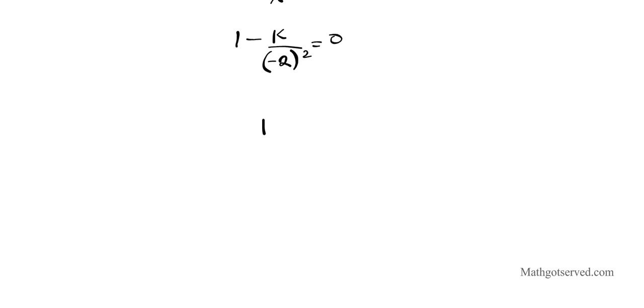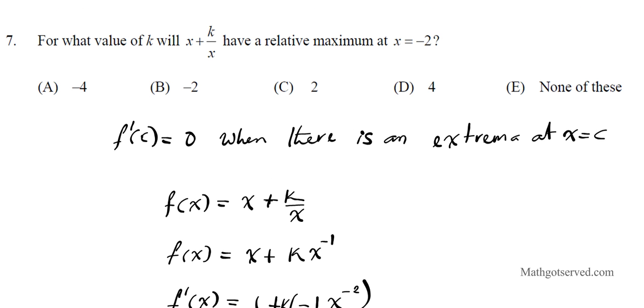So we're going to have 1 minus k over 4 equals 0. Then we just add k over 4 to both sides. You have k over 4 equals 1. And then you multiply both sides by 4, and you have k equals 4. So this is a value that guarantees there to be a maximum at x equals -2. So the answer is option D.